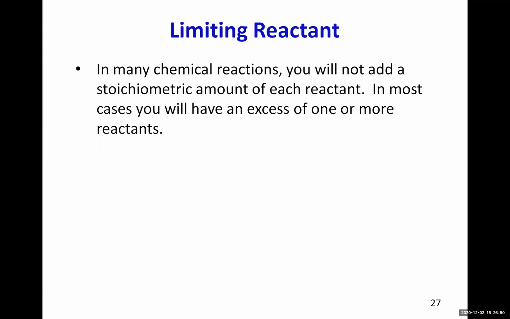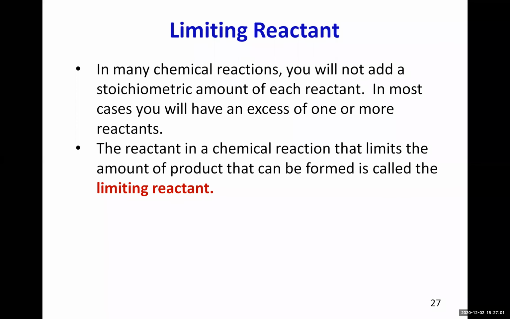So in many chemical reactions, you will not add a stoichiometric amount of each reactant. In most cases, you will have an excess of one or more reactants. The reactant in a chemical reaction that limits the amount of product that can be formed is called the limiting reactant, because it limits the amount of product that you can form.